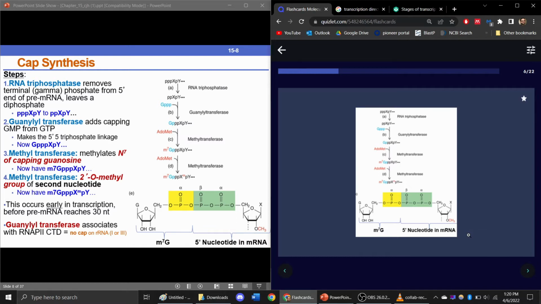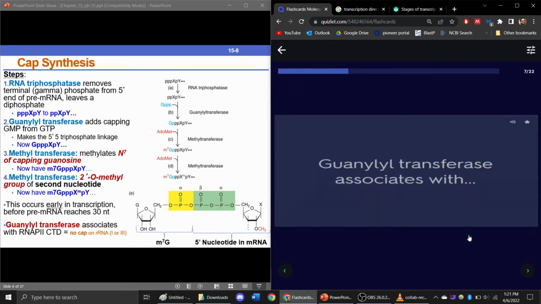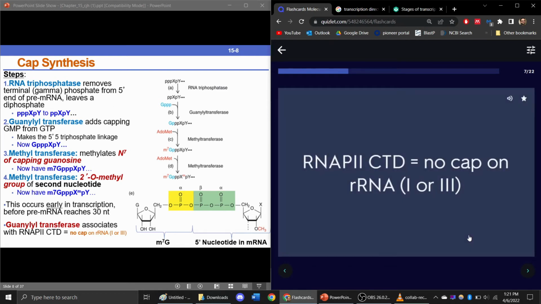All right. So guanylyl transferase associates with the RNAP2 CTD. This is going to be a big thing throughout this chapter. Well, I wouldn't say big thing.